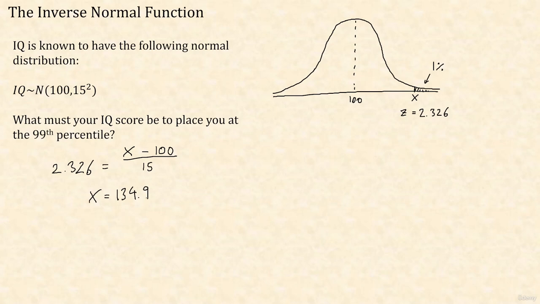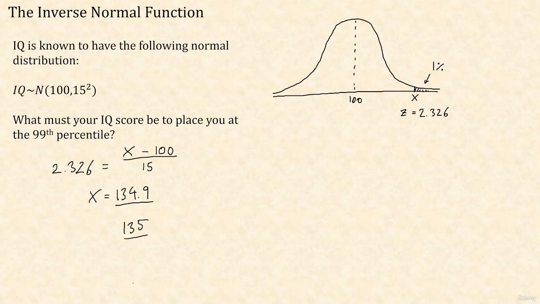That gives a value of 134.9. Now, what must your IQ score be to place you at the 99th percentile? Well, that's the answer. The question does not specify it needs to be a whole number. I don't know if IQ scores come only in whole numbers. I'm sure that would be acceptable, and I'm also sure that 135 would be acceptable as well.